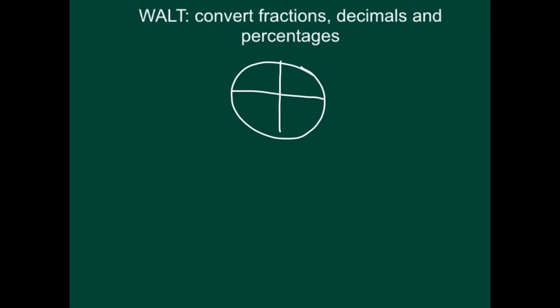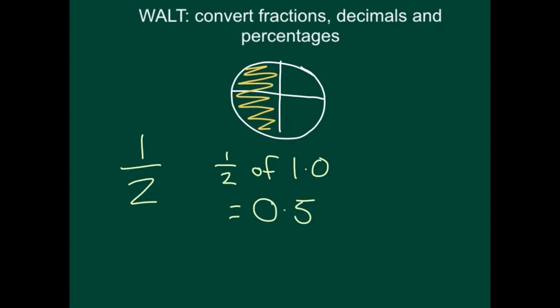Now, what if we eat half of the cake or 2 quarters, which are the same thing? Now we have 1/2 or half of a whole, which is 0.5, or 50%.